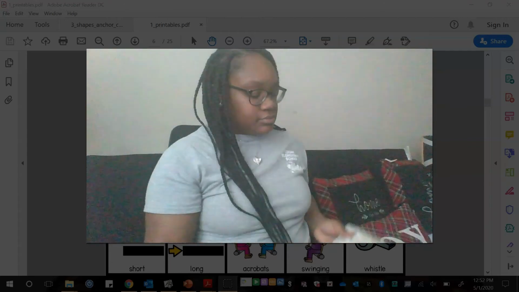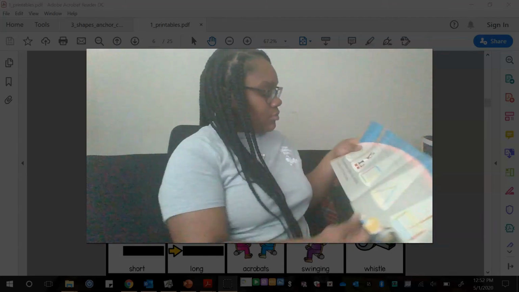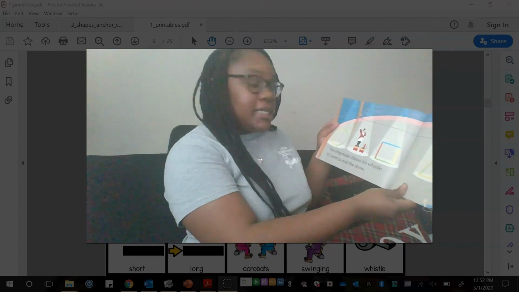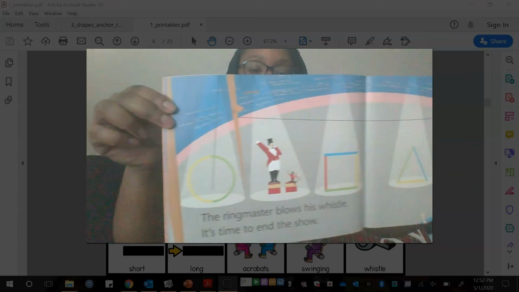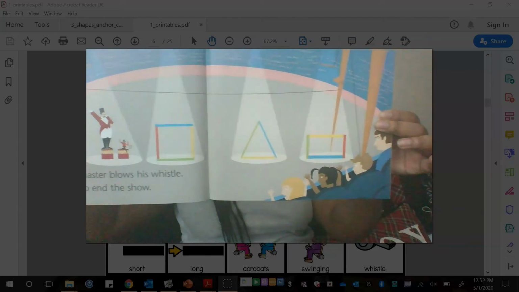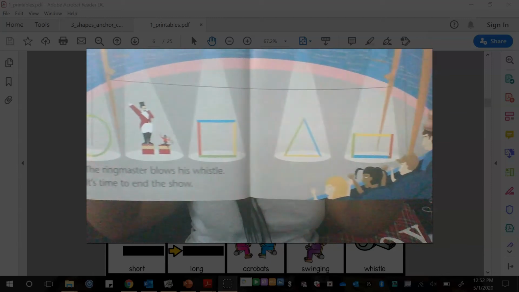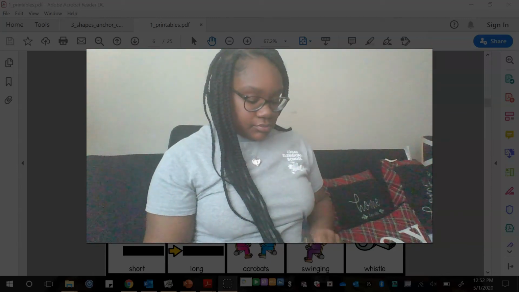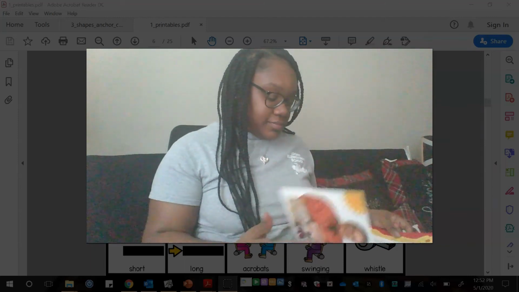Awesome. The ringmaster blows his whistle. It's time to end the show. So we have a circle, a square, a triangle, and a rectangle. We have those four shapes. Awesome. And that is the end.